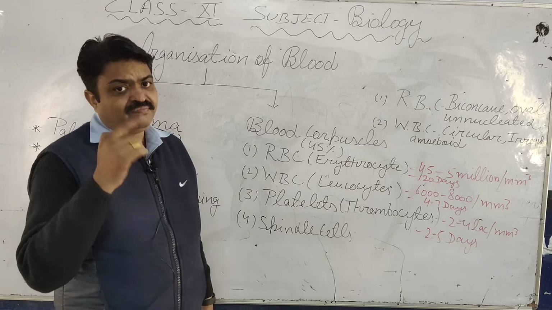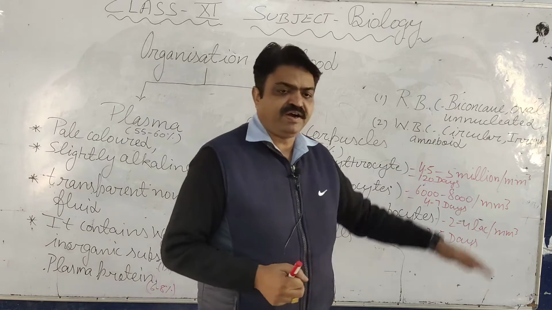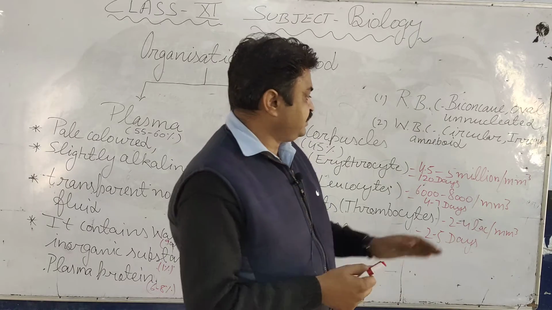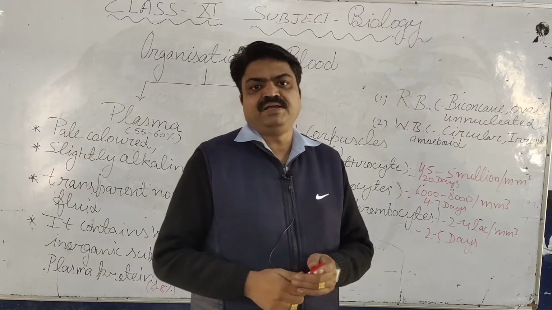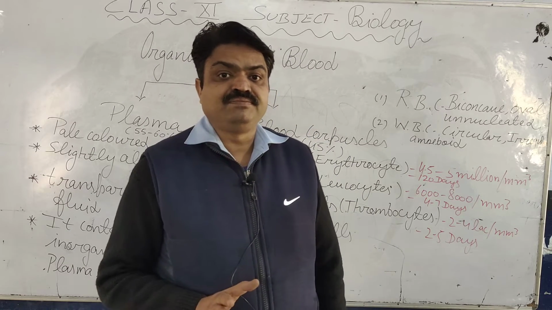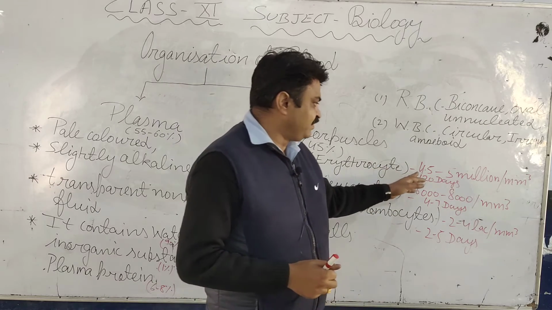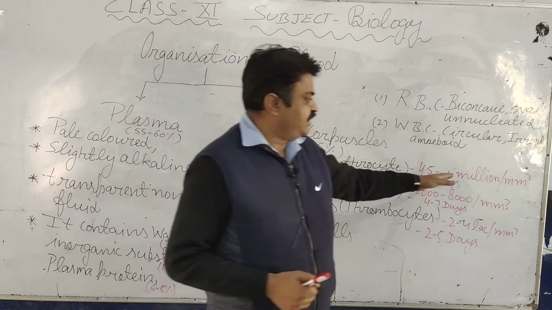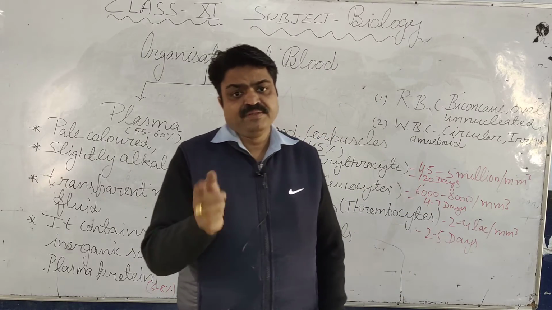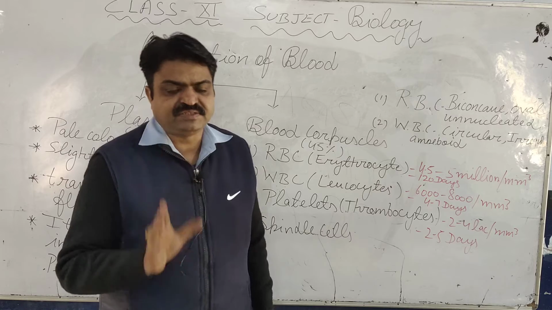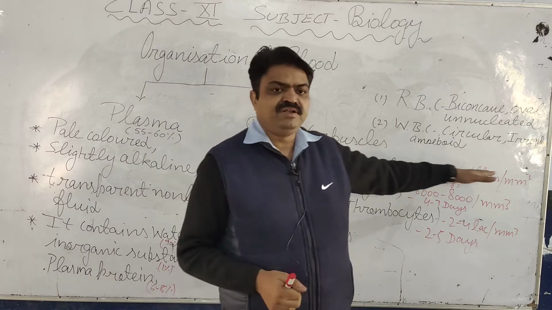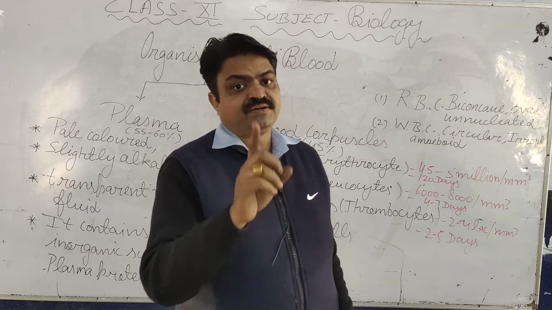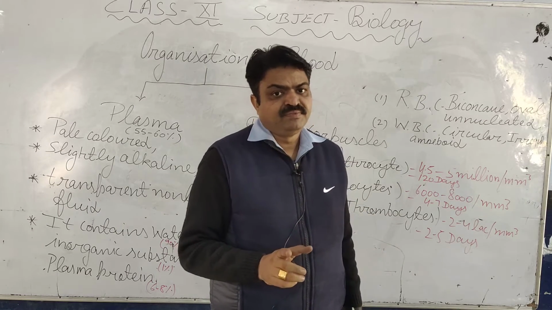And their number in the blood is 4.5 to 5 million per millimeter cube. If it is female, then in the female it is 4.5, and if it is male then it is 5 million per millimeter cube. And what is the lifespan? It means what is the age of the RBC inside the blood? It is 120 days, student. RBC can survive in the blood till 120 days, and after 120 days they die.